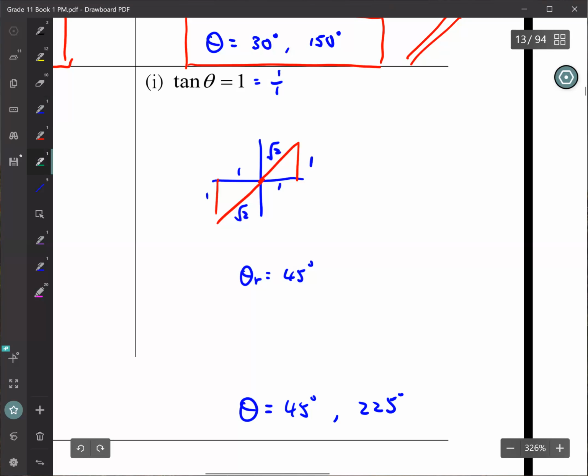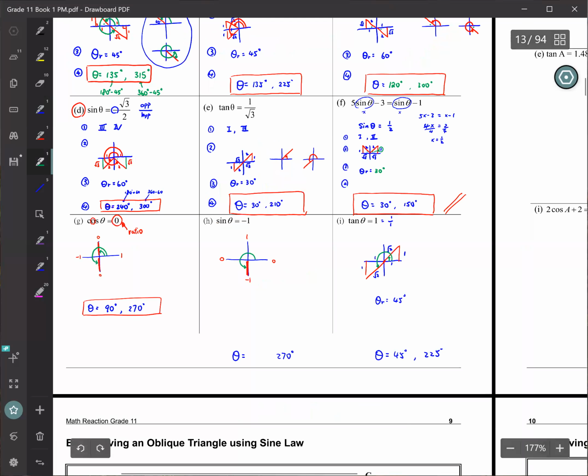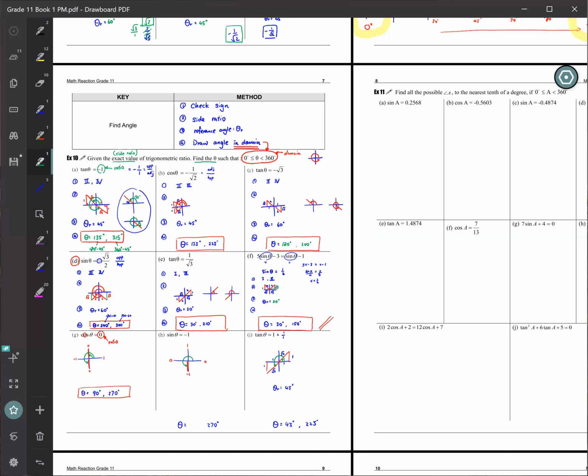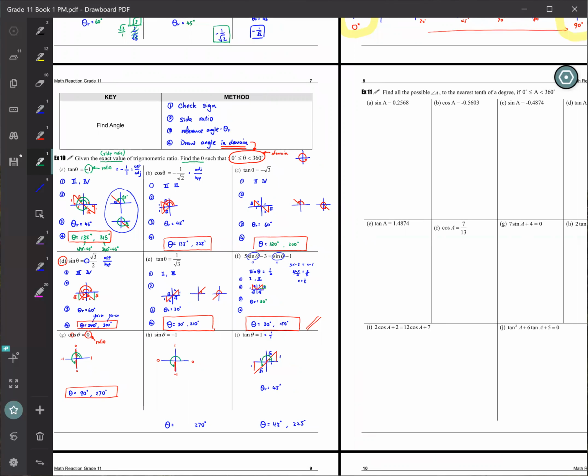All right, first angle is the same as the reference. Second one, you need to add 180 to the reference. Okay, so that's it for finding angle, if they are all special sides. We have one more thing to cover to complete this topic. So that's on the next page. All right, so please look at the next page and then compare those two, page 8 and 7.